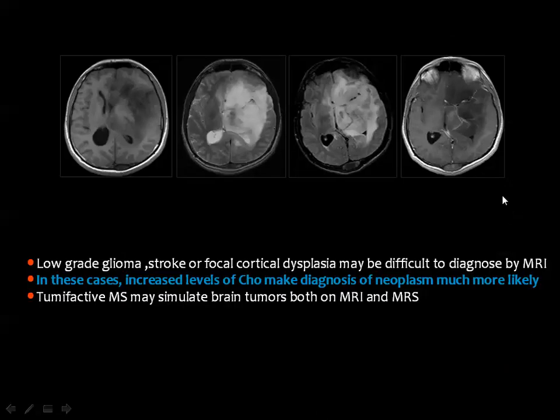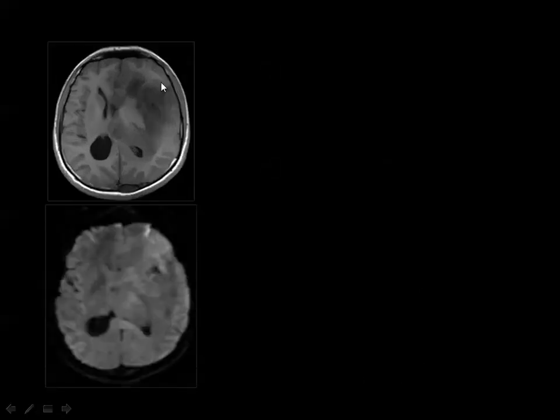Then here is a diffuse astrocytoma showing low signal in T1, high signal in T2 and FLAIR, with almost no contrast enhancement. This lesion may be mistaken for a stroke, or sometimes for focal cortical dysplasia, but this is too big to be diagnosed as cortical dysplasia. In these situations, which are glioma, stroke, and cortical dysplasia, if you see a choline peak, this means that you are dealing with a neoplasm. And this is the diffuse astrocytoma.